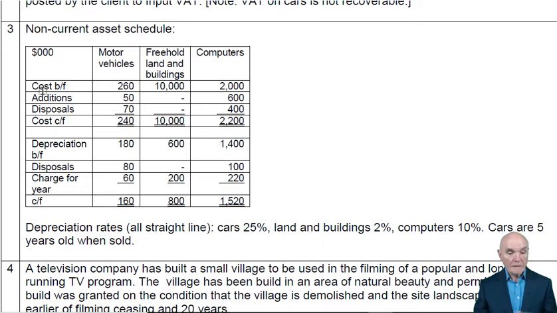Non-current asset schedule. Depreciation rates are all straight line. Cars 25%, land and buildings 2%, computers 10%. Cars are 5 years old normally when sold. What kind of issues might this raise?